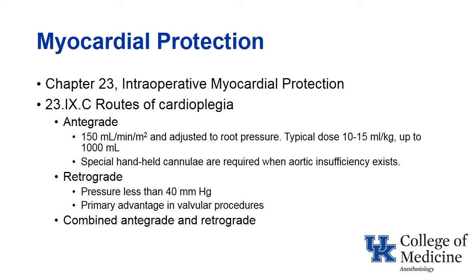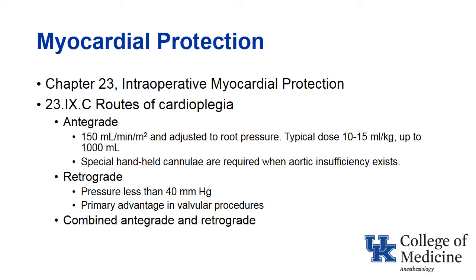There are two routes of cardioplegia delivery, and they are antegrade, and the rate of administration is in the area of 150 mils per minute per meter squared and adjusted to root pressure. This is typically 10 to 15 mils per kilo, such that a 70 kilo patient might receive 1,000 mils of cardioplegia over about 3 minutes.